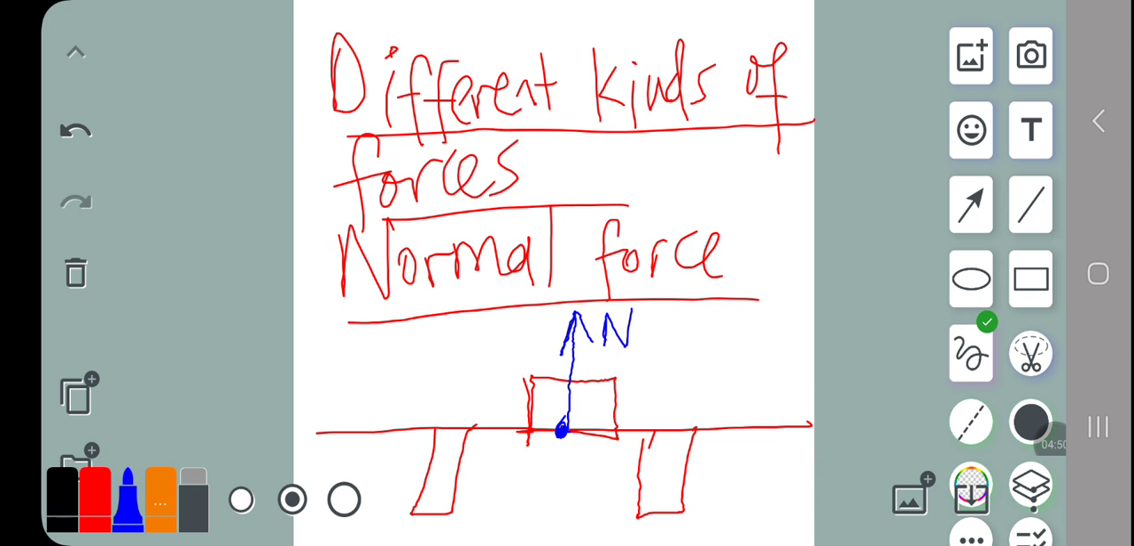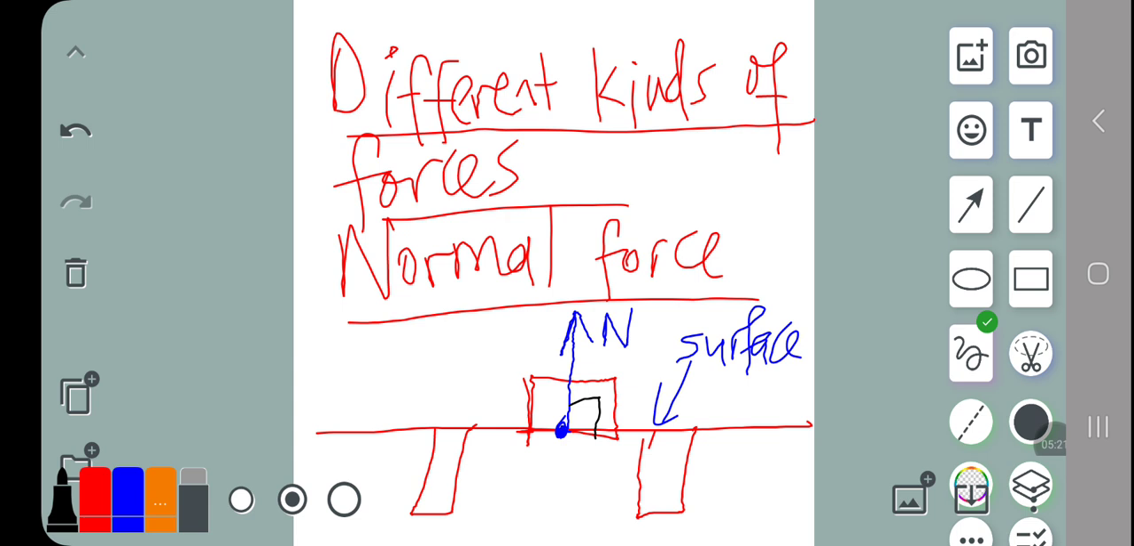The normal force is exerted from the surface, and that normal force must be perpendicular to the surface. As you can see, this one is my surface here, which is your table. Then check your normal force. Can you see that it's perpendicular? Let me use a different color. It's perpendicular to the surface. That is the thing that you must know, guys.